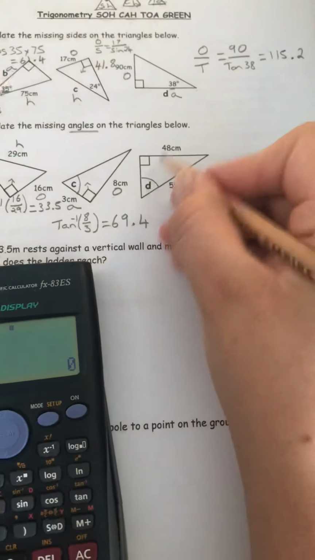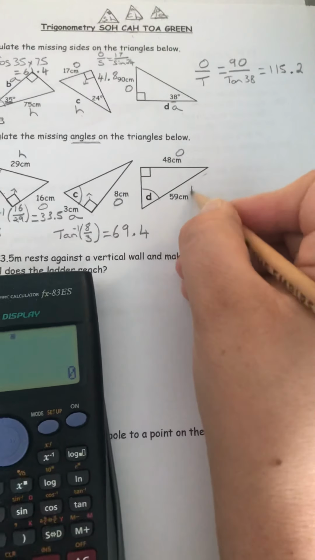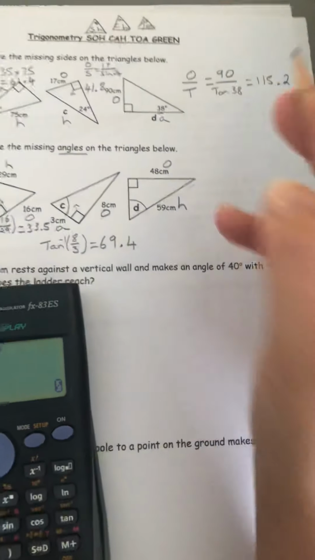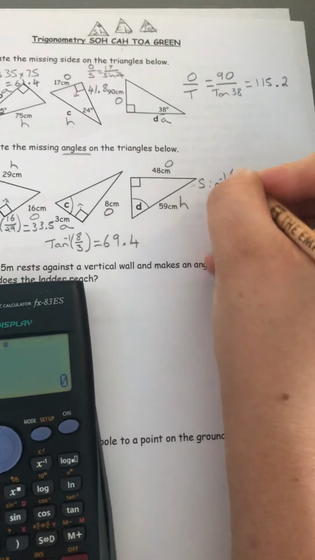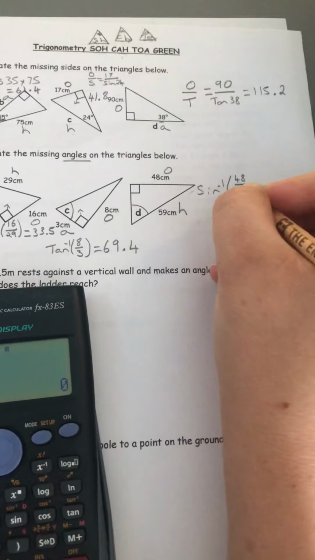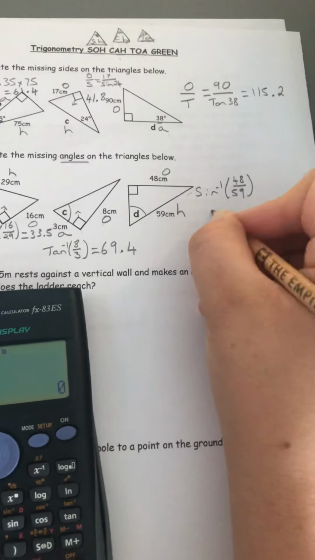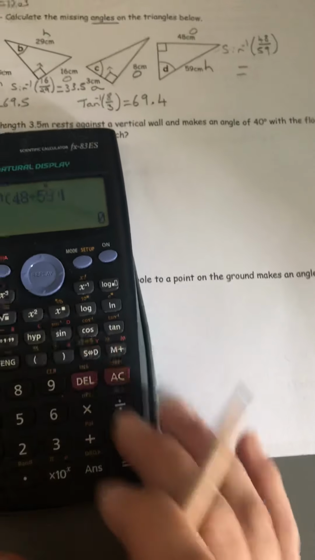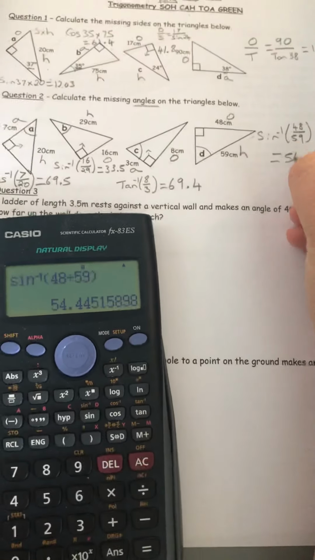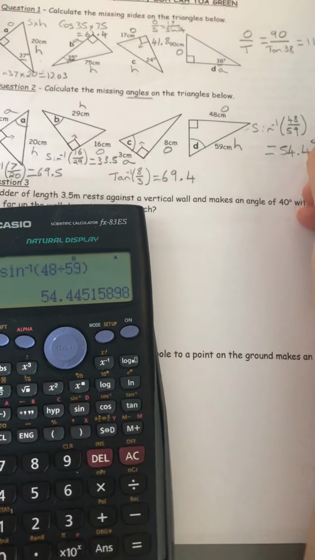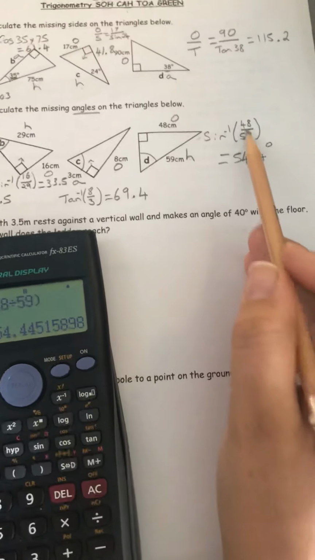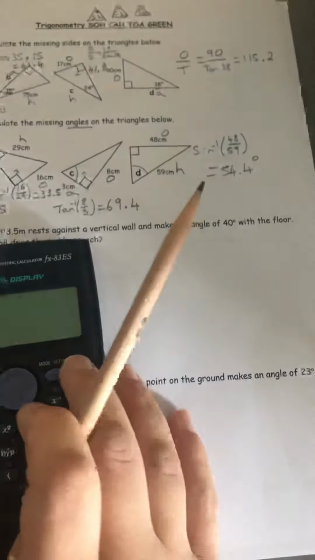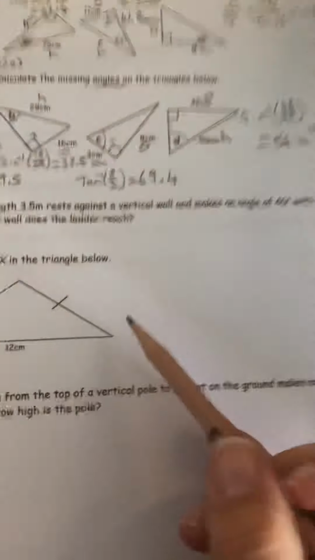Next one then, here's my angle. Opposite my angle, hypotenuse, O and H, SOH, O on the top, H on the bottom. So sine to the minus 1, O on the top, H on the bottom. So shift, sin, 48 divided by 59. If you get an error, it means that you've got these the wrong way around. So if you ever get an error, double check which one should be on the top, because that's usually what goes wrong.